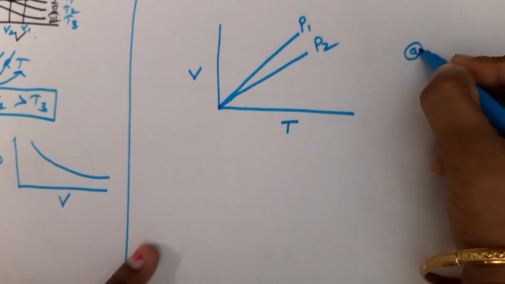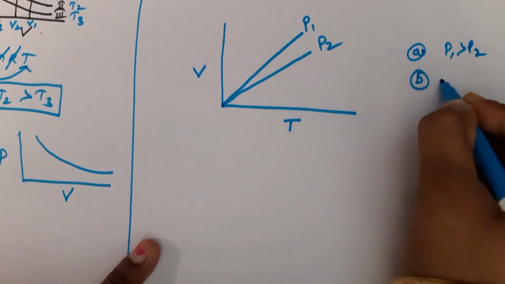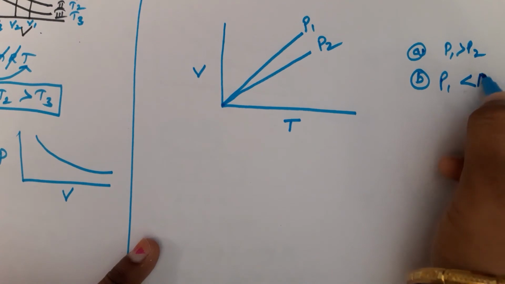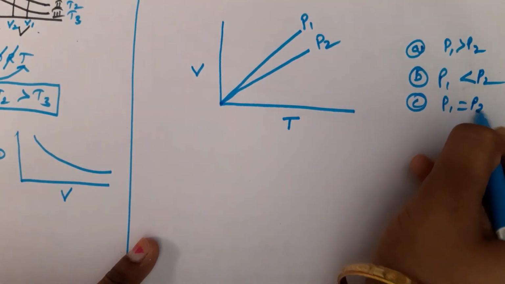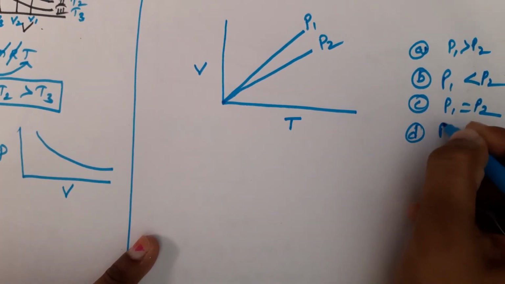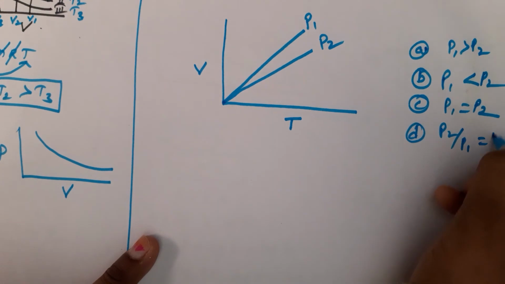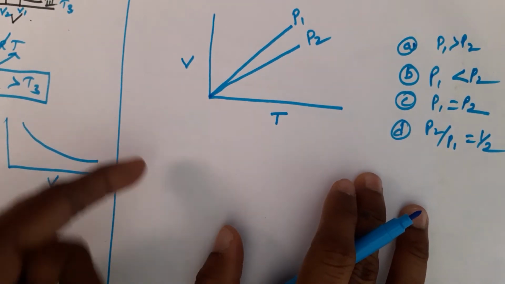Which relation is correct? Tell me, students. P1 is greater than P2. P1 is less than P2. P1 is equal to P2. P2 by P1 is equal to half. Just observe this graph and make a relation for this.